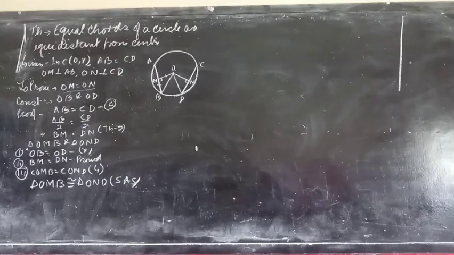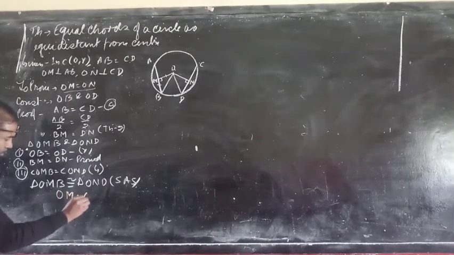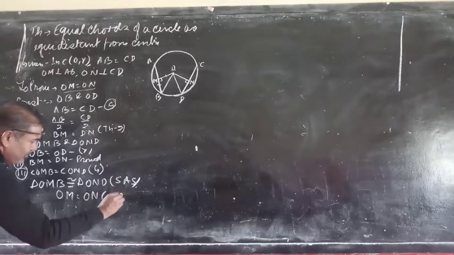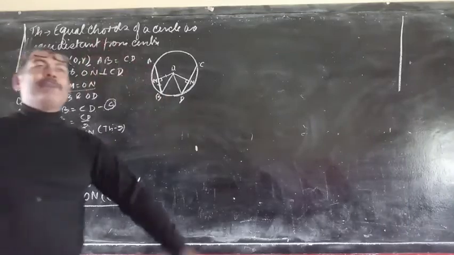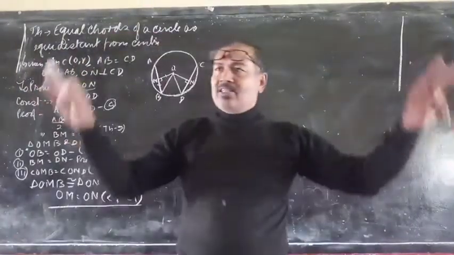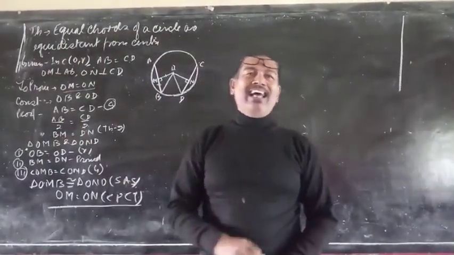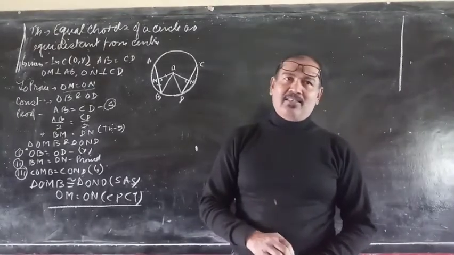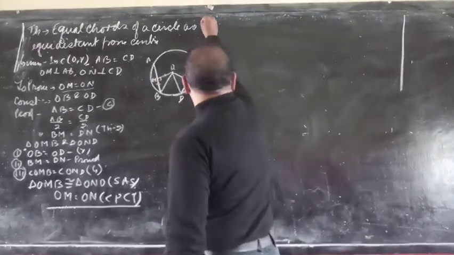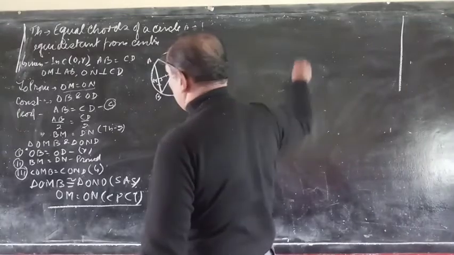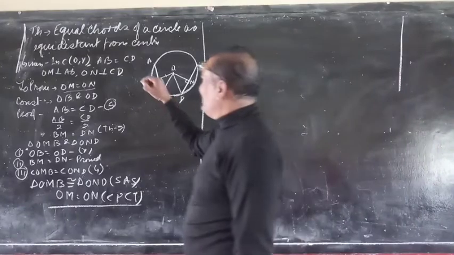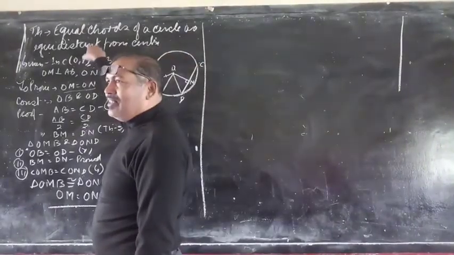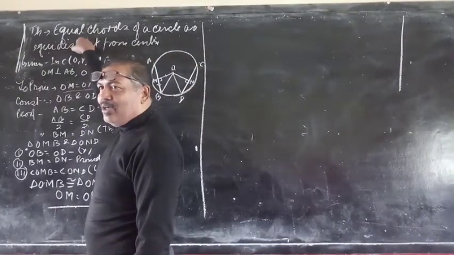Now, we can write OM is equal to OM because of CPCT. So this result proves that if chords of a circle are equal, then they are equidistant. Got it? Now the second theorem is the converse of this theorem: if chords of a circle are equidistant, then the chords are equal.